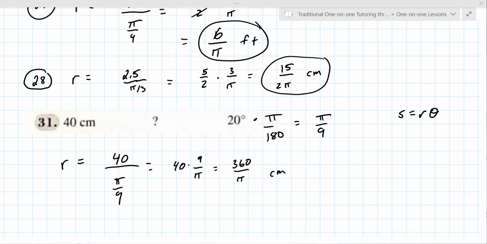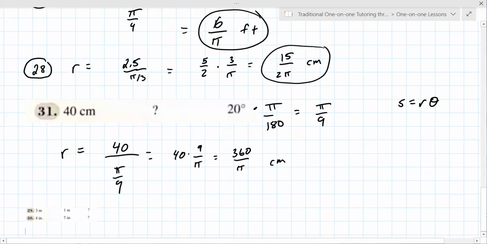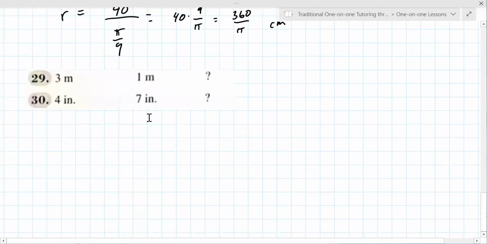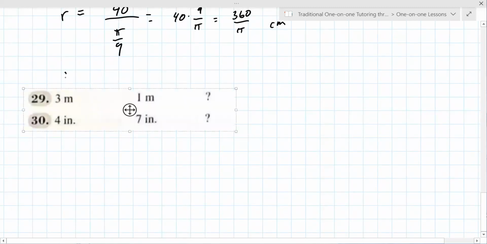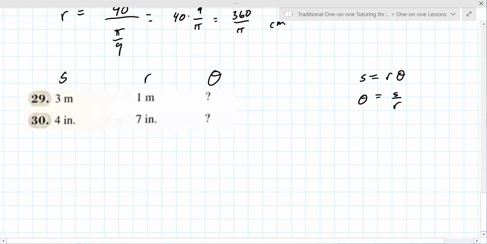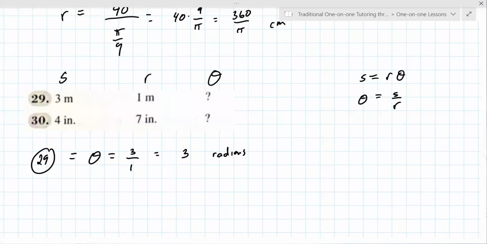The last pair here, I think for learning purposes, it's great to do the ones that are similar together, especially the first time, it really will help here. We know that S equals R theta, but theta is in radians. So theta is equal to S over R. Okay, so in number 29, our theta is 3 over 1. And the answer here is 3 radians because theta is in radians. Unless they tell you it's in degrees, you assume it's in radians, or it's got the degree symbol.